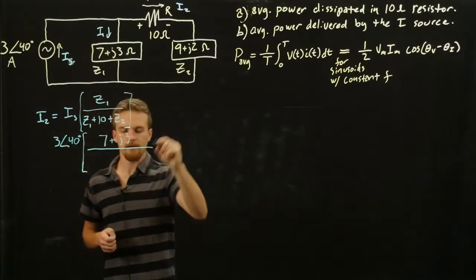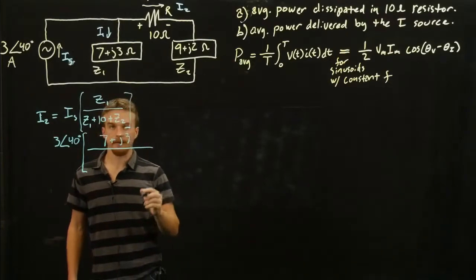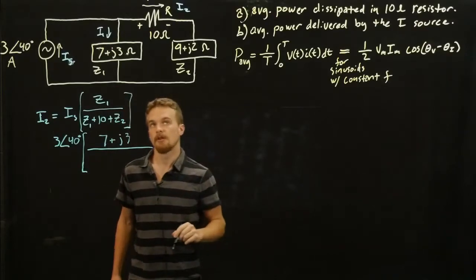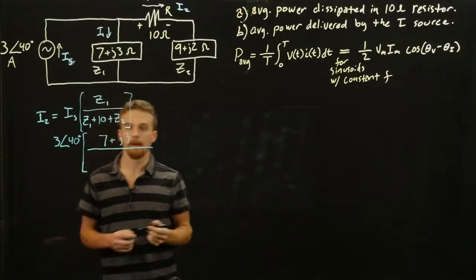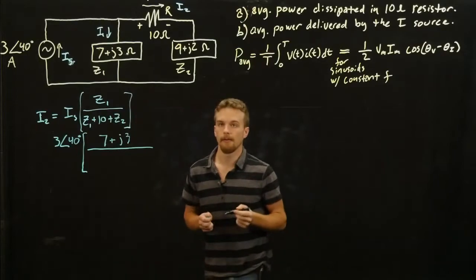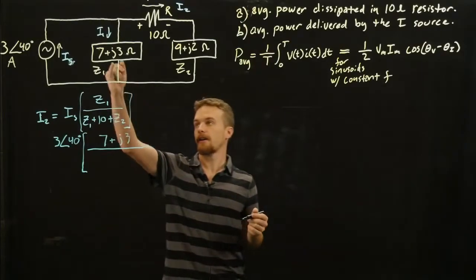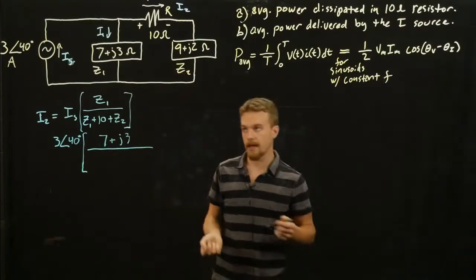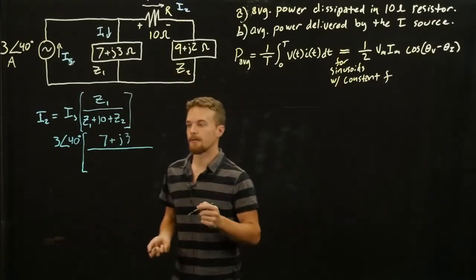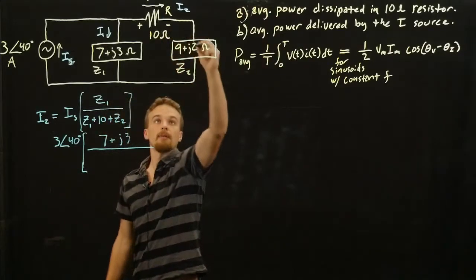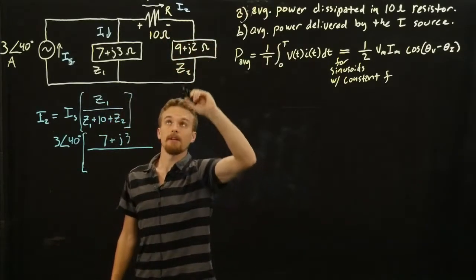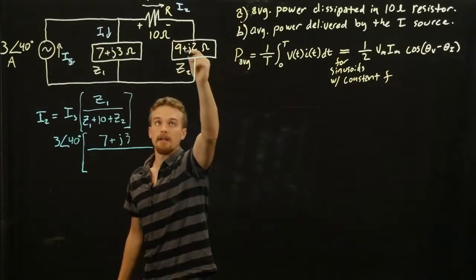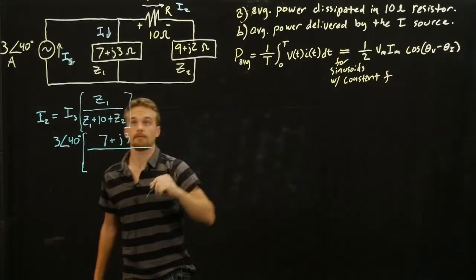All of that is going to be divided by. Okay, so what would Z1 plus 10 plus Z2 be? With complex numbers in rectangular form, we have a real part and an imaginary part, and when we add them together, we can just add the real parts and add the imaginary parts. So what would 10 plus Z2 be? 10 is entirely real, right? So we would just add that to the real part. That would be 19 plus j2.